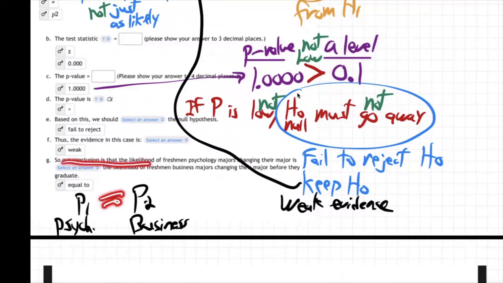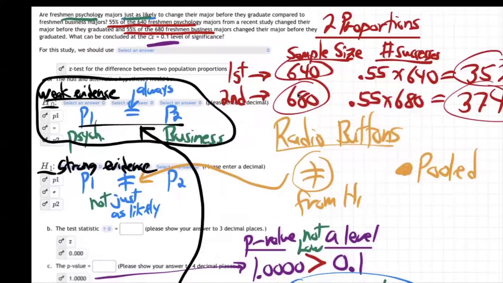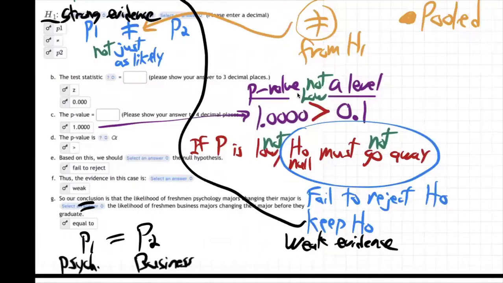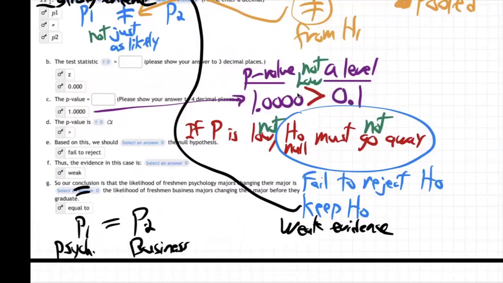So our conclusion is the likelihood of freshman psych majors changing their major is equal to the likelihood of freshman business majors changing their major. That's what we think. Why? Well, yeah, see, the percentages came out exactly the same. So yeah, it seems like they're just equal. And so there we go.